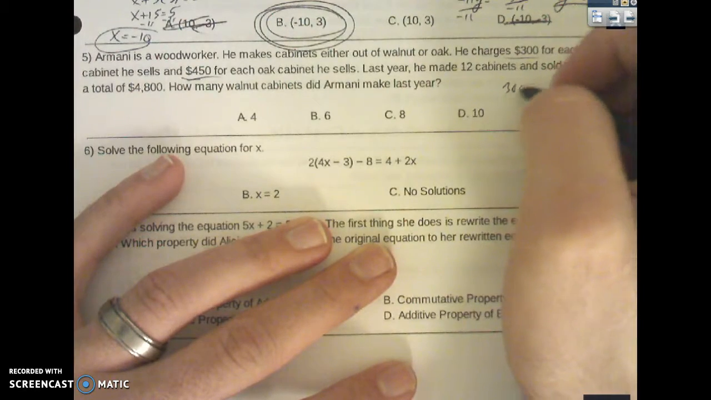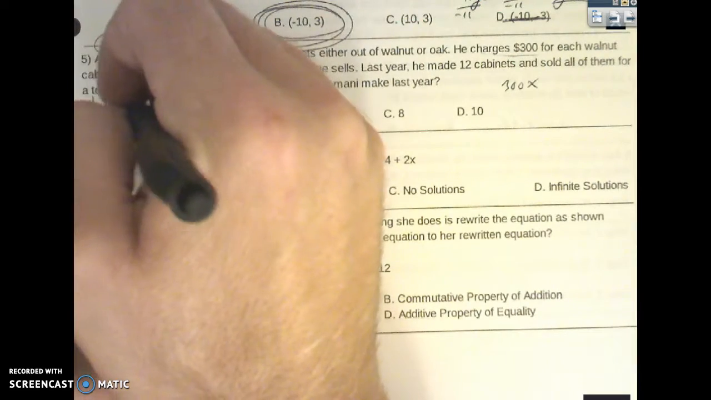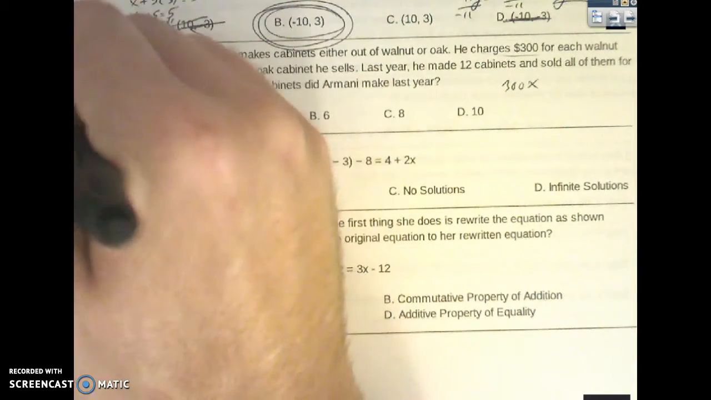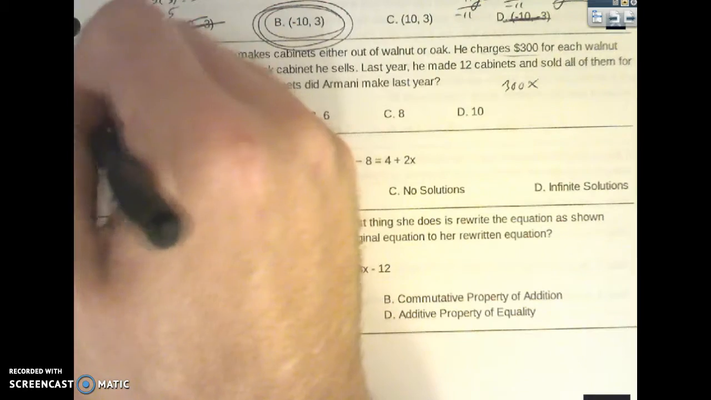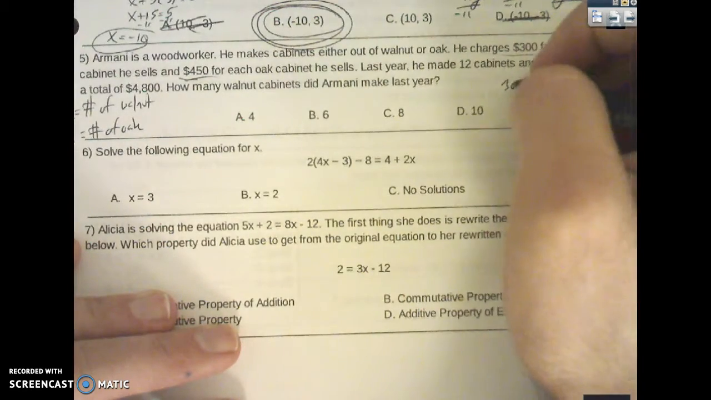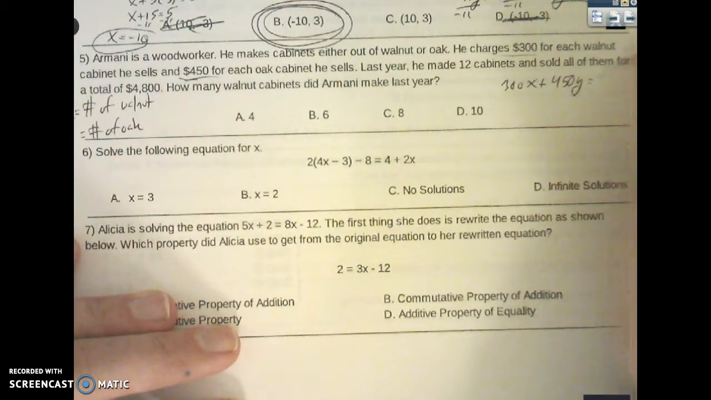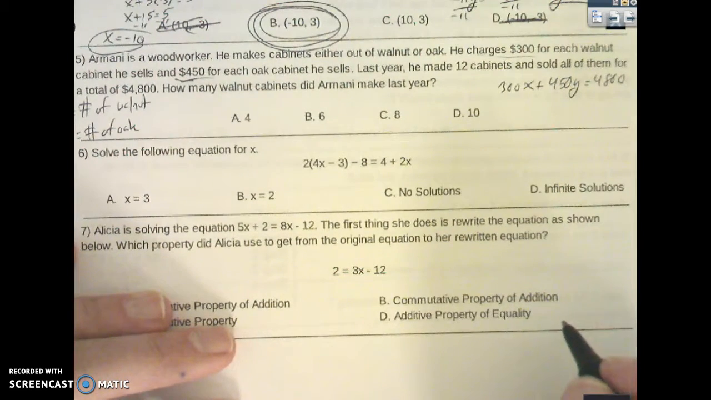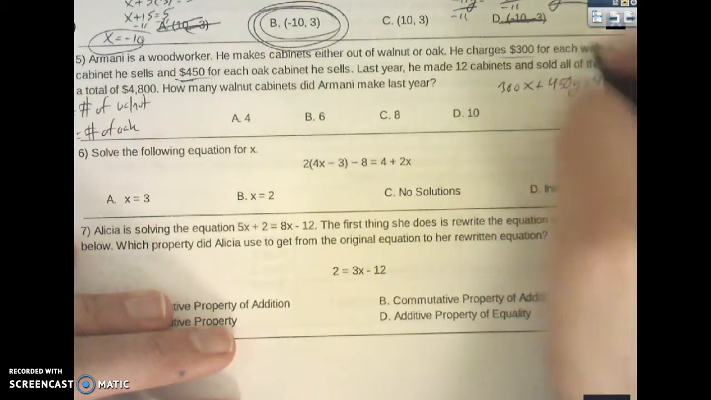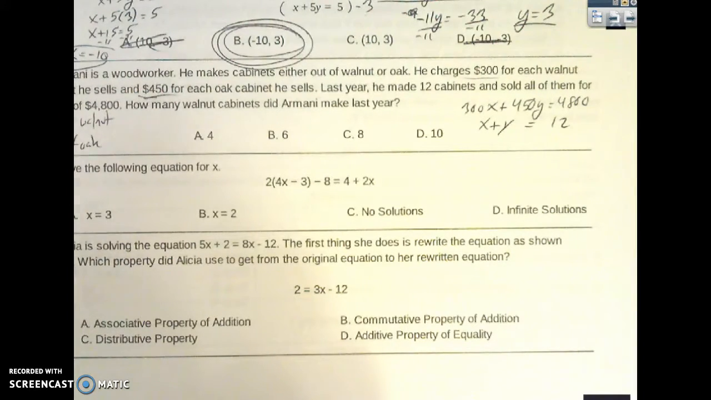$300 for walnut, 300x. We're going to call x number of walnut, and we'll call y number of oak. Alright, so 300x plus 450y equals 4,800 total. Well, they sold a grand total of 12 cabinets. X plus y equals 12. Okay, so we're looking to cancel something out here.